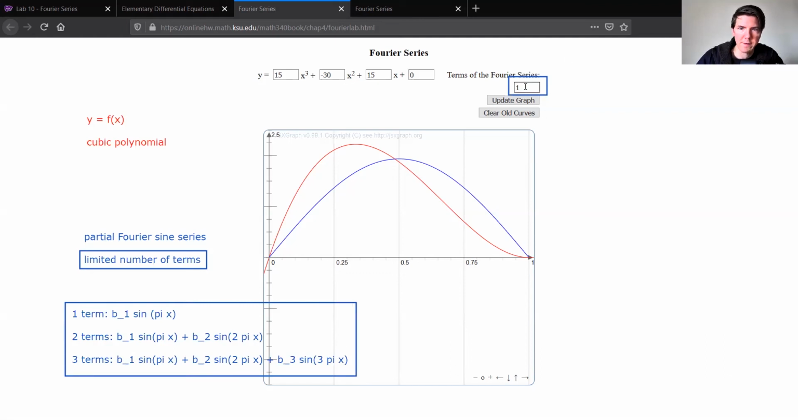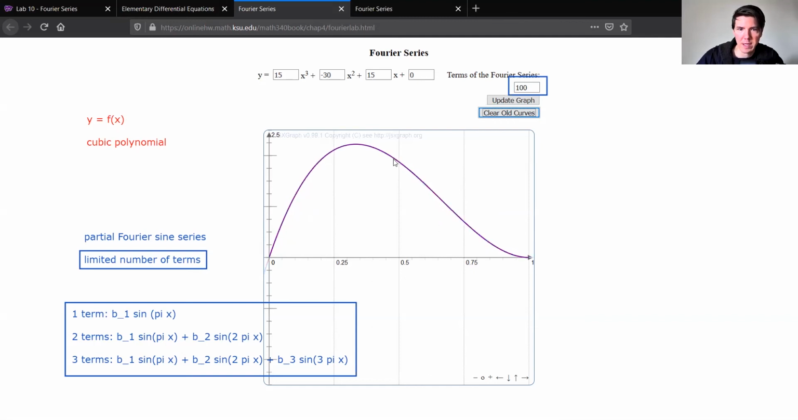So that's what the limited number of terms means. So for instance, if I change the number of terms, we should get different blue curves. If I change it to 2 and then update the graph, we get a new blue curve that's now given by the function with 2 terms. We change it to 3, we get another blue curve that's now based on 3 terms, and so on. And you can go up to 250 roughly. If we do 100 terms, and then we clear the old curves, notice how close this blue one is to the red curve.